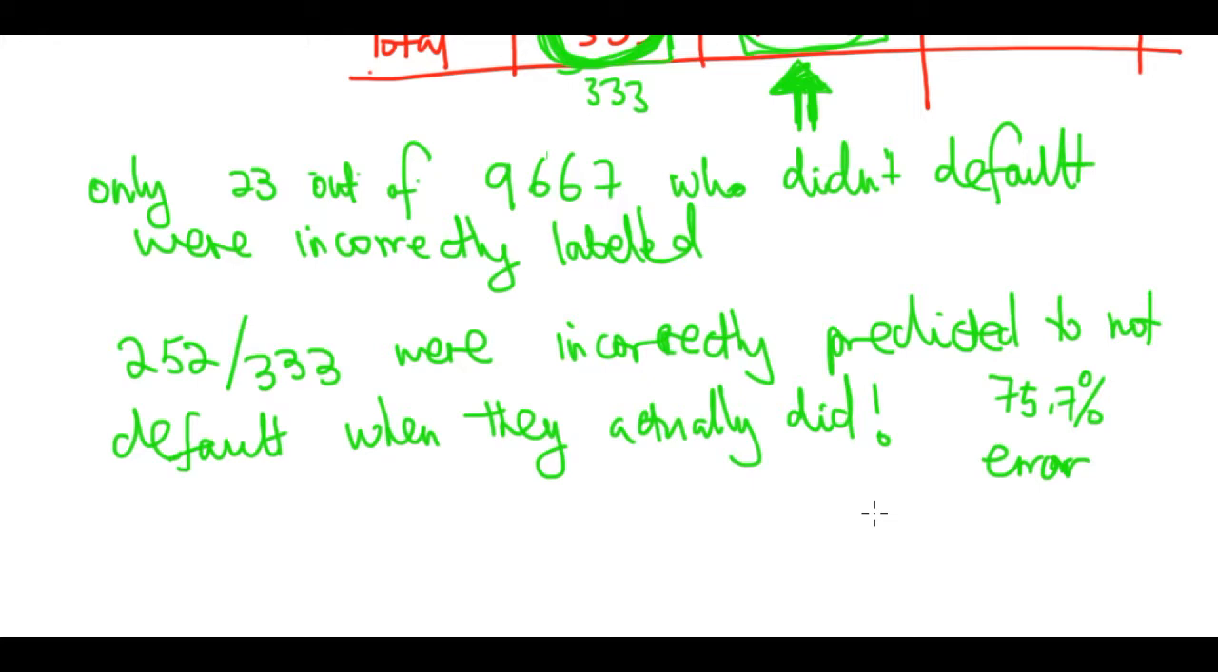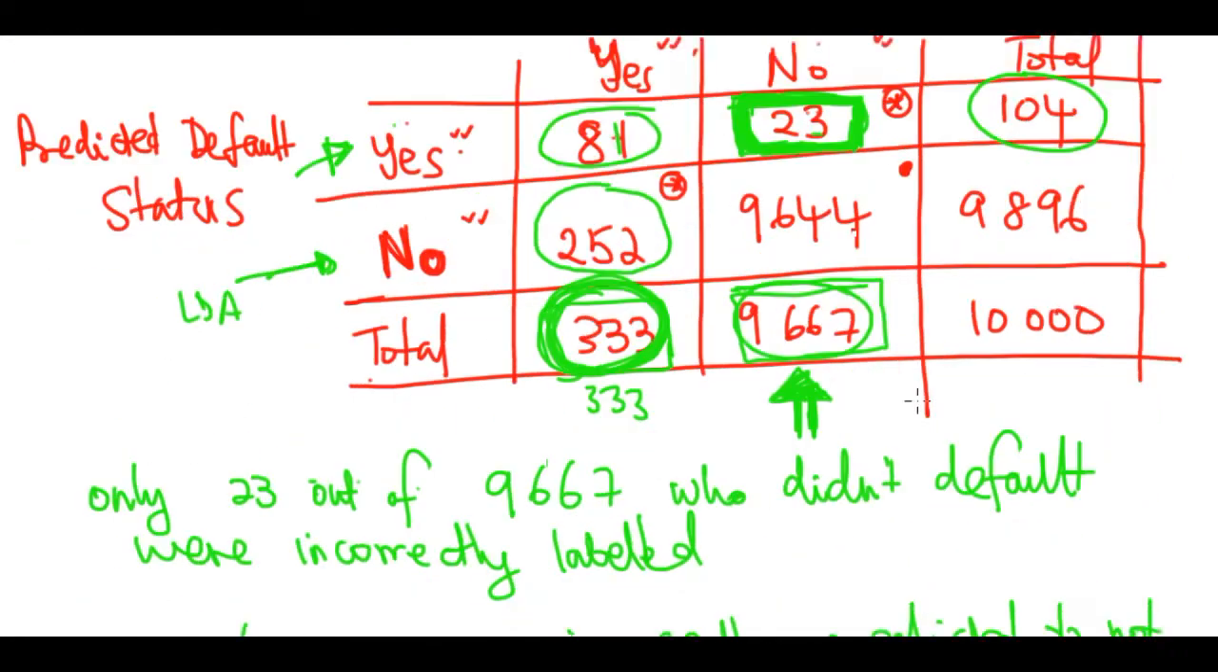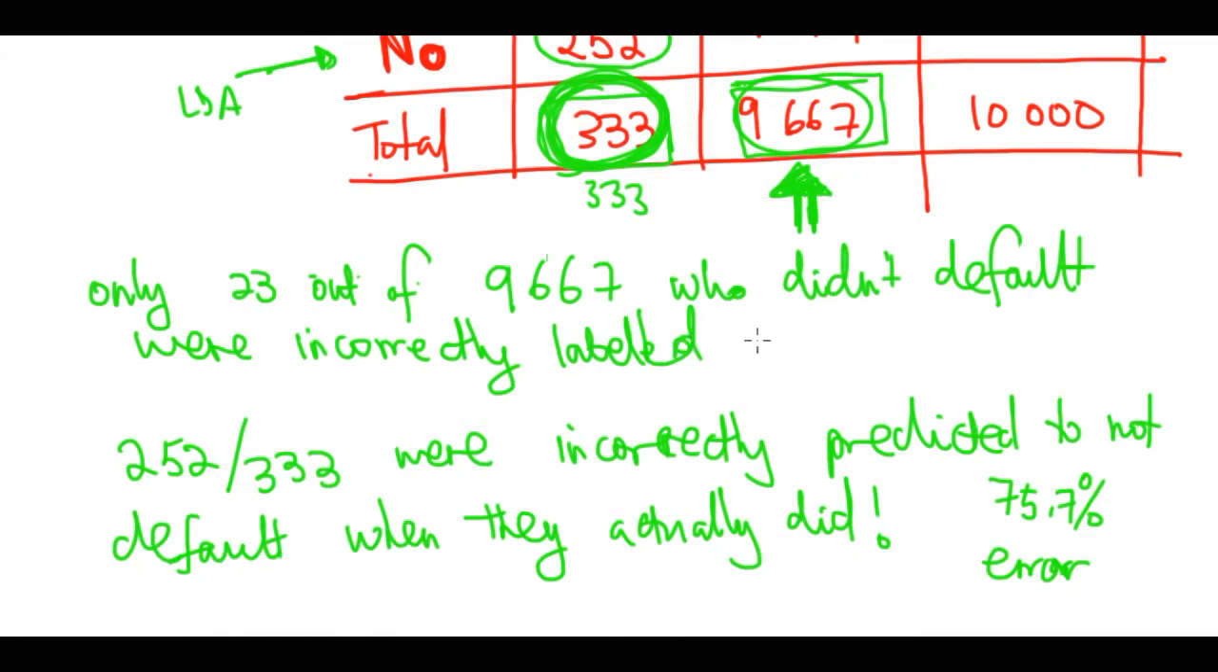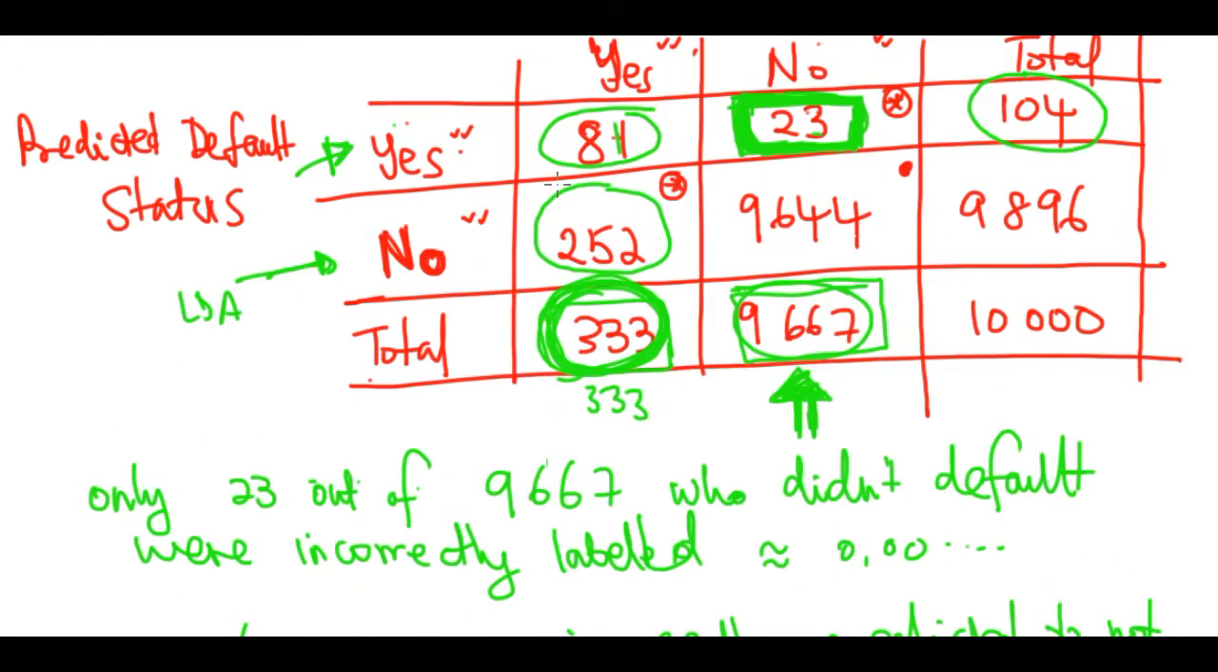This is very fascinating. For the people who didn't default, we had a very, very small error. We were mostly accurate. But for those who really did default, we couldn't pick them up. We missed so many people. Our LDA missed so many of the defaulters.